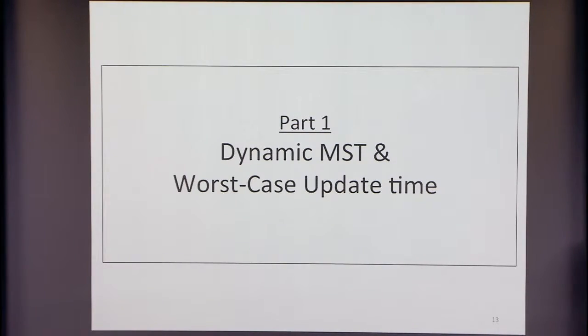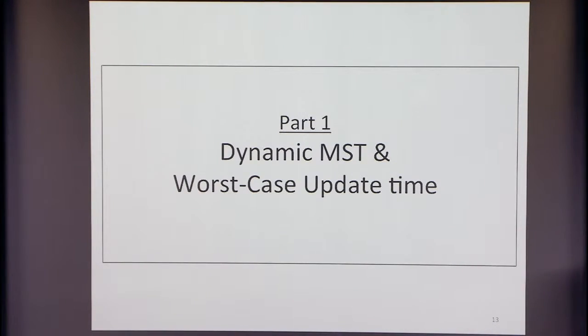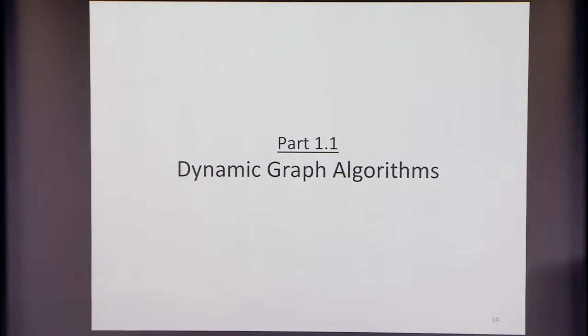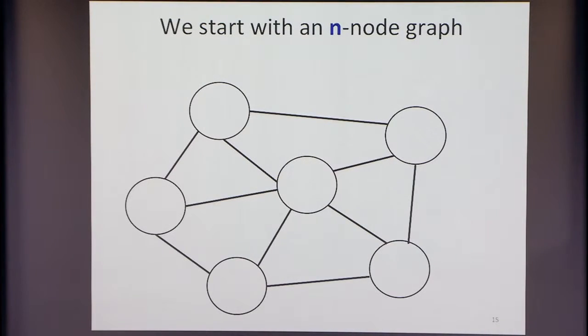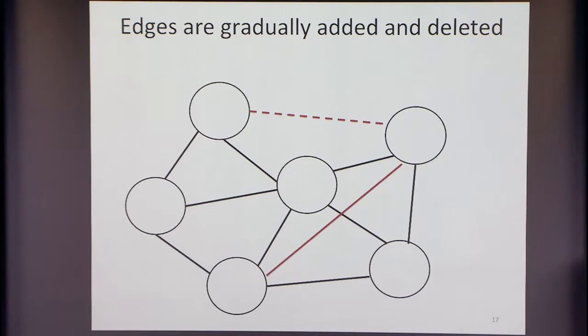So in part one, I will just introduce the problem, dynamic MST, and the notion of worst case update time. So what is a dynamic graph? Probably most of you already know, you have this graph with n nodes. And the thing is, the graph could change over time. So you start with this graph, and at some point, you probably delete some edge here. And you could add some edge later on. So edges could be added and deleted.